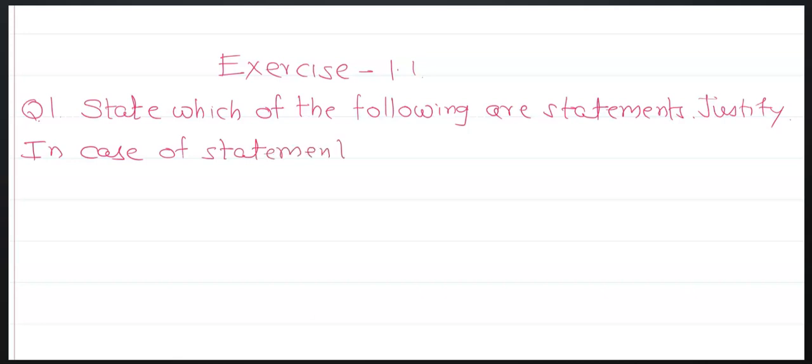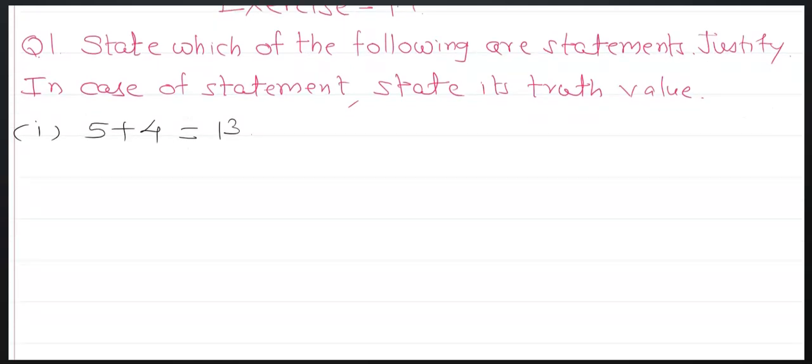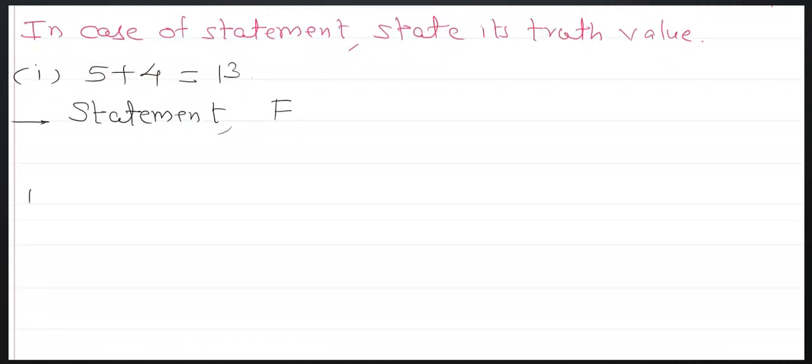First, 5 plus 4 is equal to 30. This is a statement and its truth value is false. 5 plus 4 is equal to 9, but not 30.